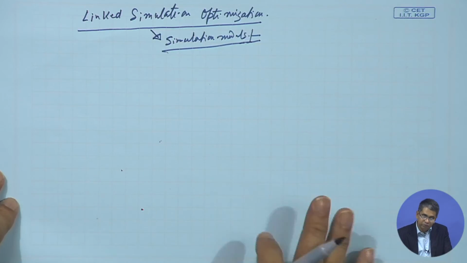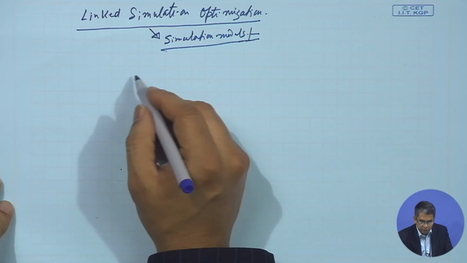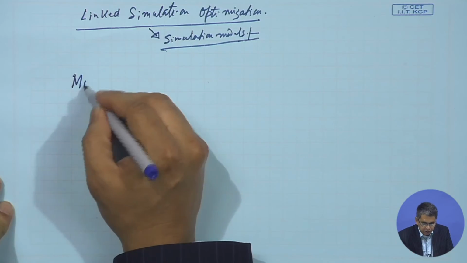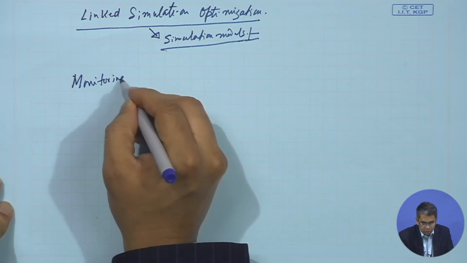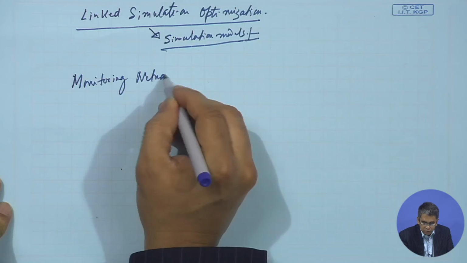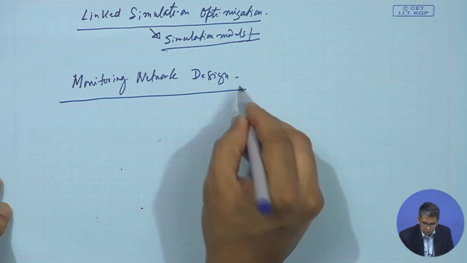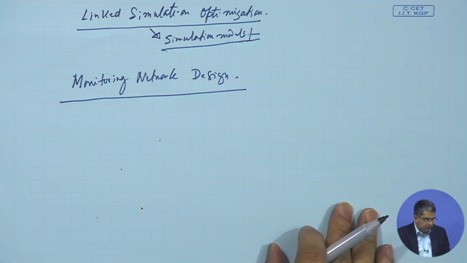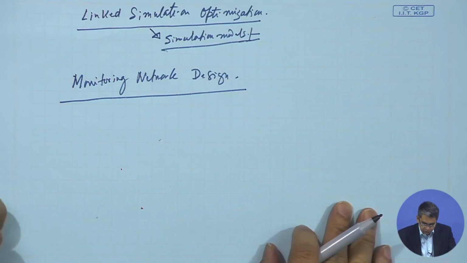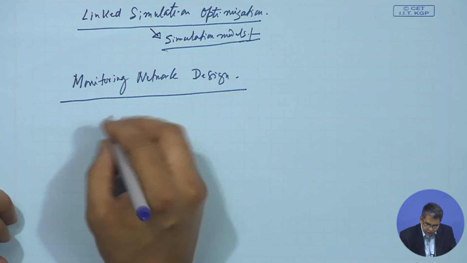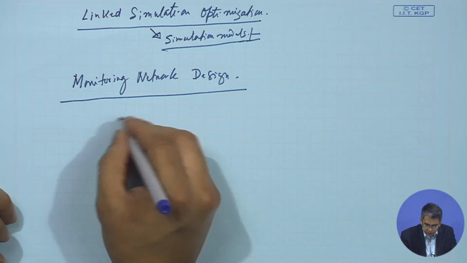But there are some cases where you may not have a linked simulation optimization model, and that is in monitoring network design. Okay. I will again discuss some of the examples afterwards, monitoring network design. But here, an example.